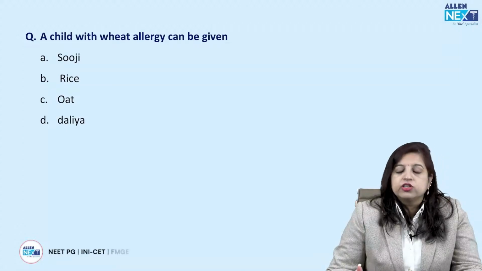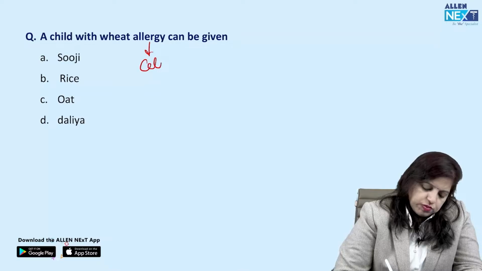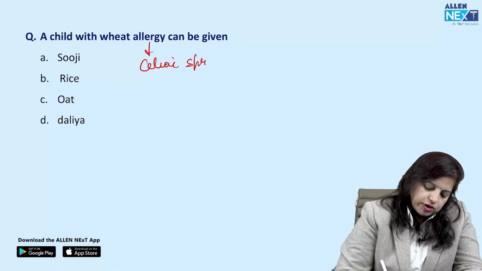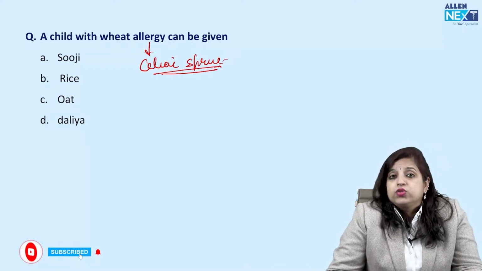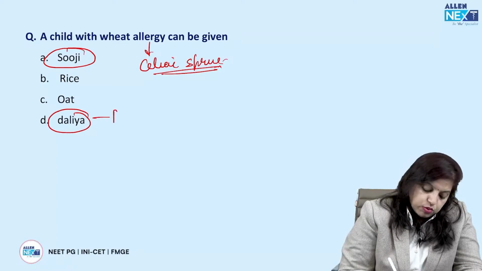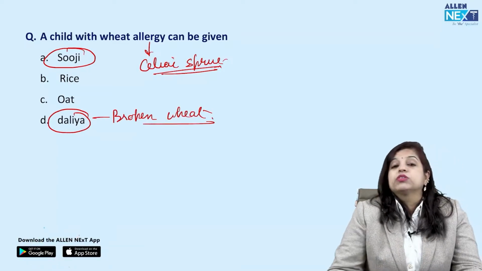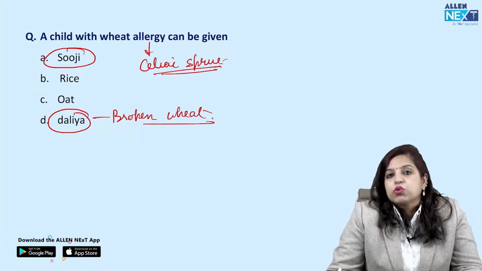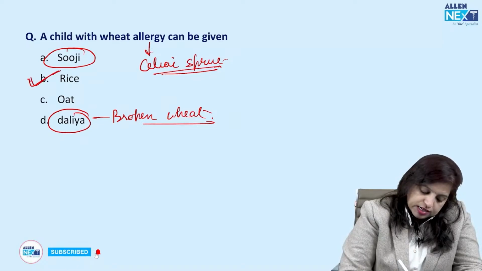A child with wheat allergy can be given... They are talking about celiac sprue. You should be very clear what all to be avoided when there is wheat allergy. So you cannot give anything related to wheat. Suji is derived from wheat. Dalia is nothing but broken wheat. Remember this. Many children got this answer wrong last time because they didn't know that dalia actually is broken wheat. So even this cannot be given. Rice can very well be given. So that is the answer.